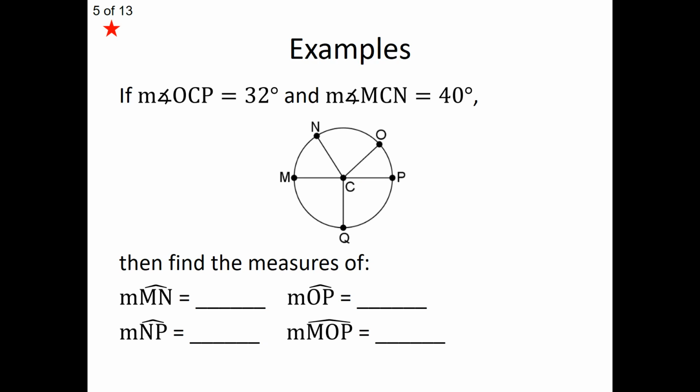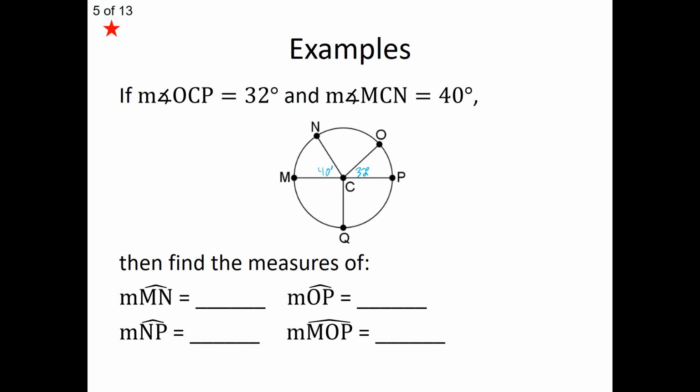Let's, with some given information, find the missing measures of some arcs that are being cut in this circle. So first of all, what we're given are some missing angle measures. Angle OCP is equal to 32 degrees. I'm going to fill that in. And then the measure of angle MCN is 40 degrees. So I'm going to fill that in.